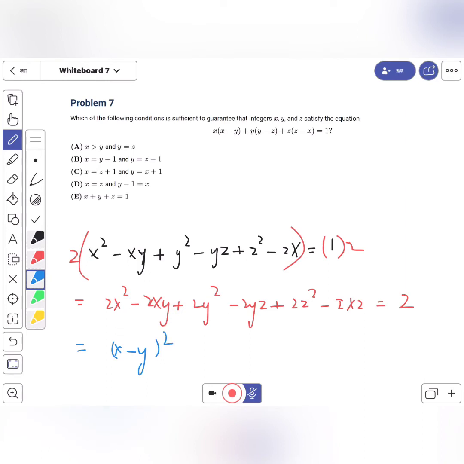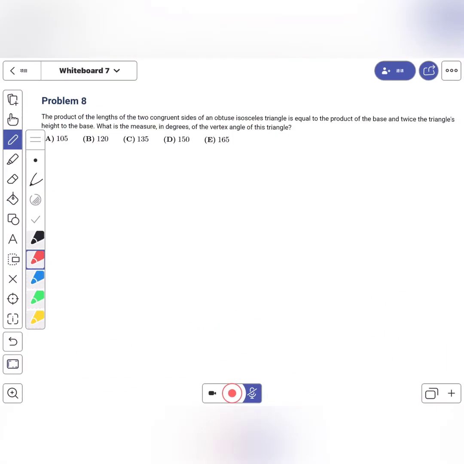And similarly, we're going to do it with all the x, y, and z, and this gives us (x minus y) squared plus (y minus z) squared plus (z minus x) squared is equal to 2. Since they're all integers, and squares can only be non-negative, then we know that 2 of them must be 1 and the last one must be 0. And the only choice that would guarantee 2 of them to be 1 and only 1 of them to be 0 is answer choice D, and thus that is our answer.